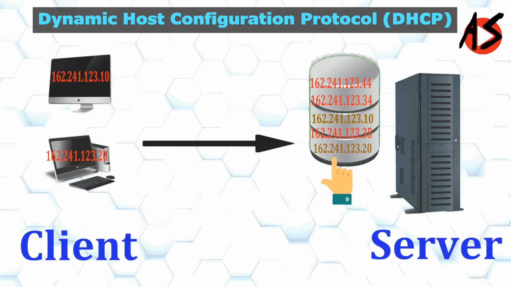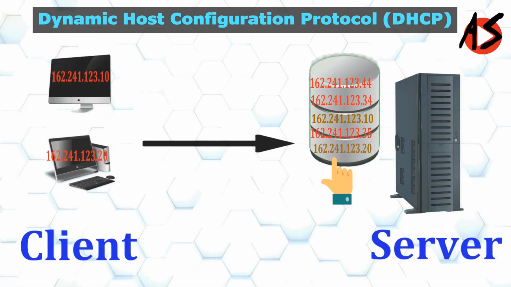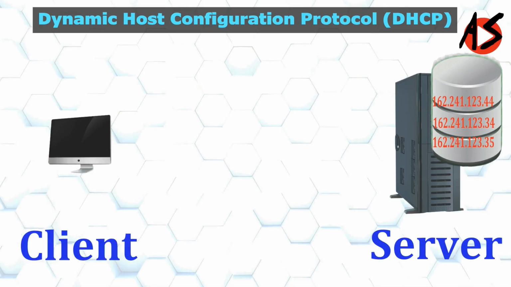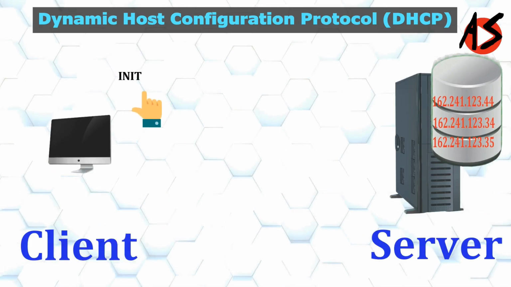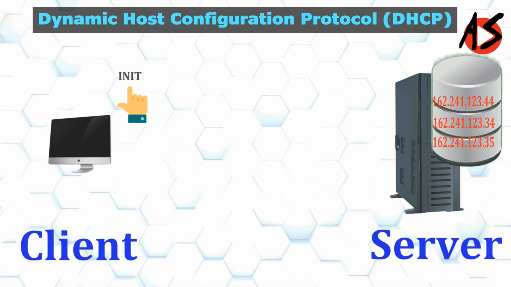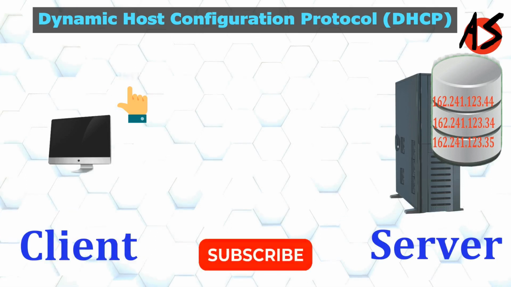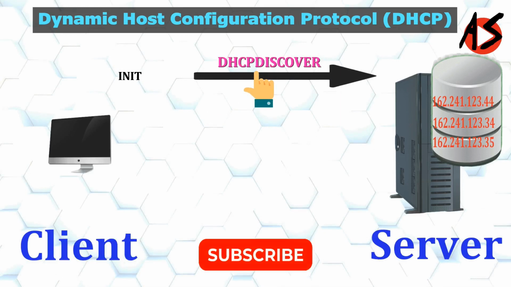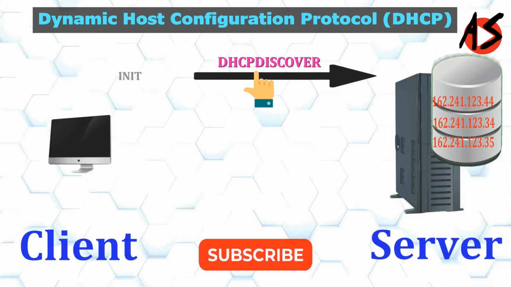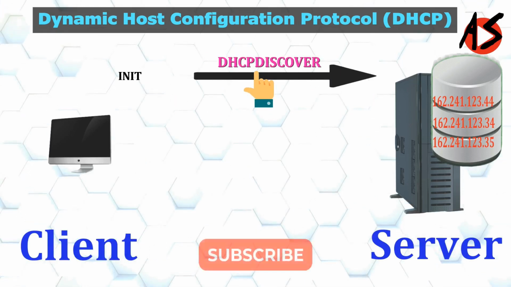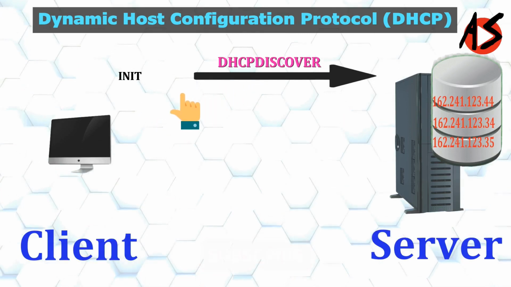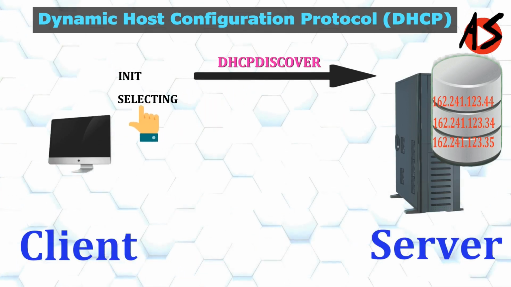Let's understand the DHCP client transitions in detail. When we boot the client, it first goes into the init state. In this initializing state, the client broadcasts a DHCP discover message using port 67. After sending the DHCP discover message, the client goes to the selecting state.